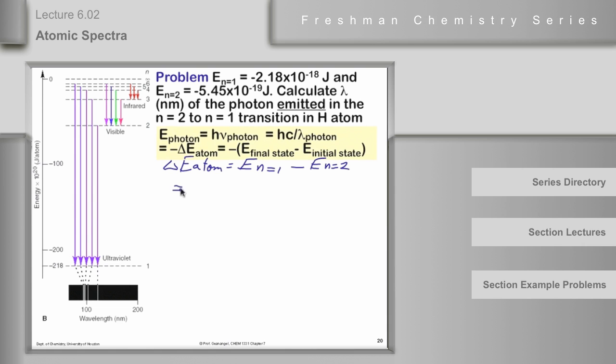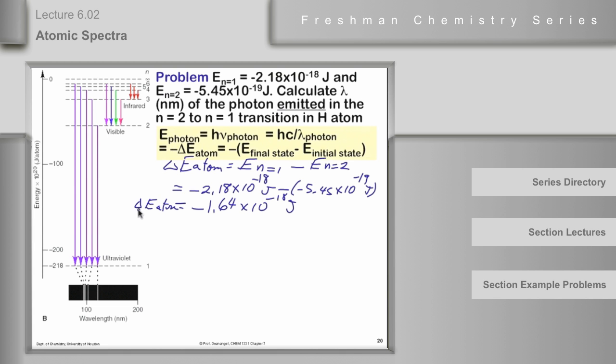So this is equal to, we're given the numbers here, negative 2.18 times 10 to the minus 18th joules, minus the quantity, minus 5.45 times 10 to the negative 19th joules. So delta E of the atom, once you plug this into your calculator, turns out to be negative 1.64 times 10 to the minus 18th joules. This is delta E of the atom.